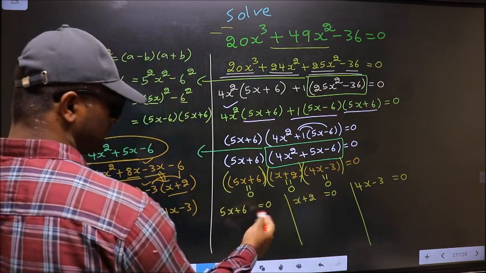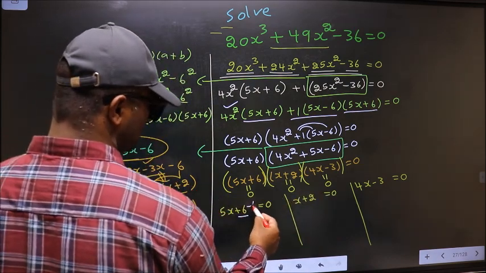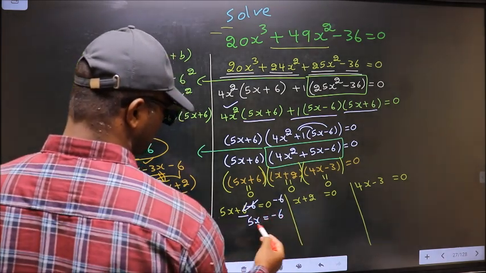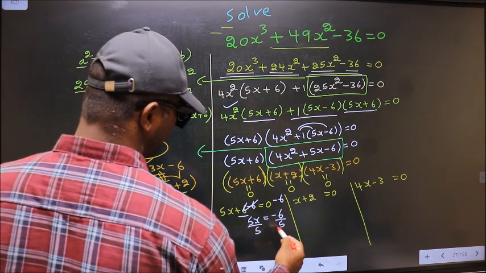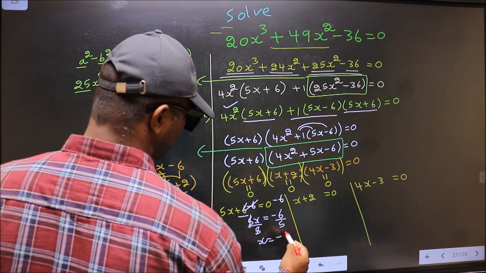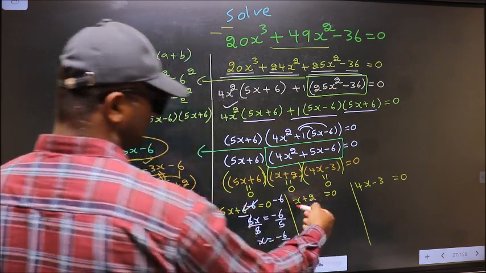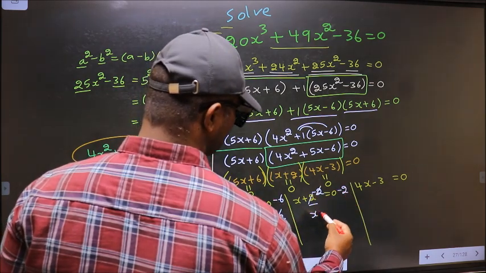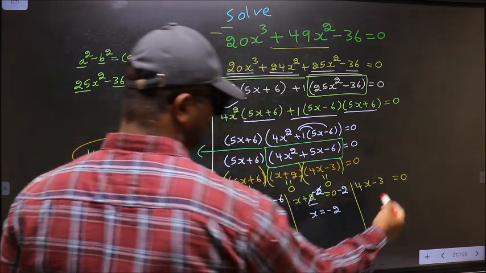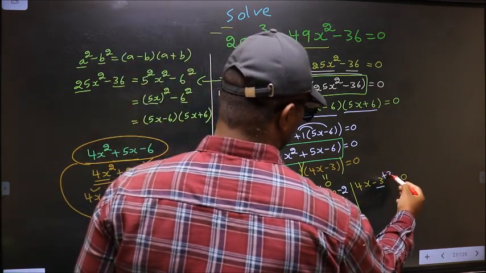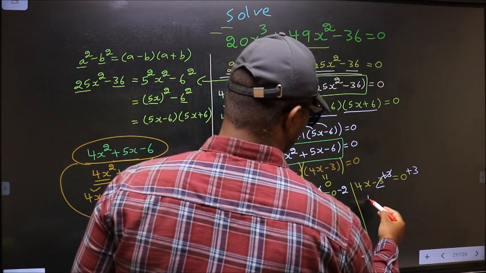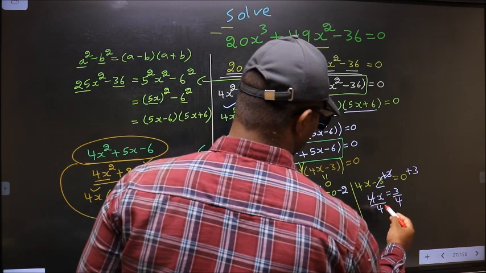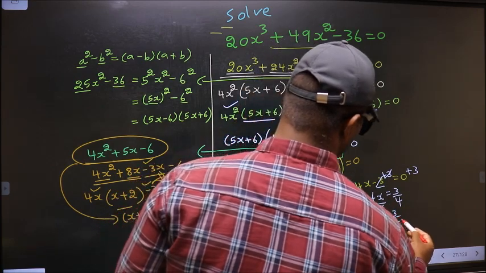Now to get x value from here, we should remove plus 6, so you subtract 6. You get 5x equal to minus 6. Now we should remove 5, so divide by 5. We get x equal to minus 6 by 5. Now here, we should remove plus 2, so subtract 2. We get x equal to minus 2. Now here, first we should remove minus 3, so add 3. We get 4x equal to 3. Now we should remove 4, so divide by 4. We get x equal to 3 by 4.